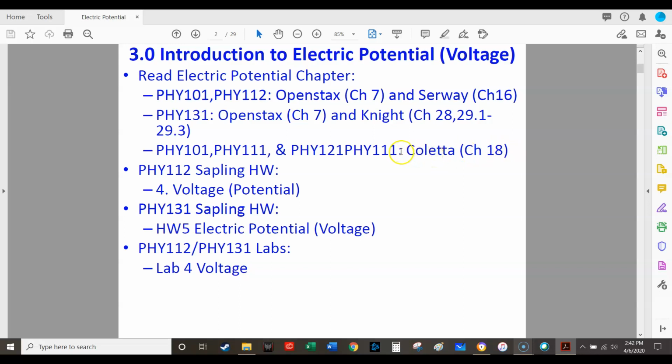It's a pretty good book. It's not bad. This is going to be related to the Sapling homework in 112, homework 4. In 131, homework 5, and there is a lab associated with this. It's lab 4 on voltage.